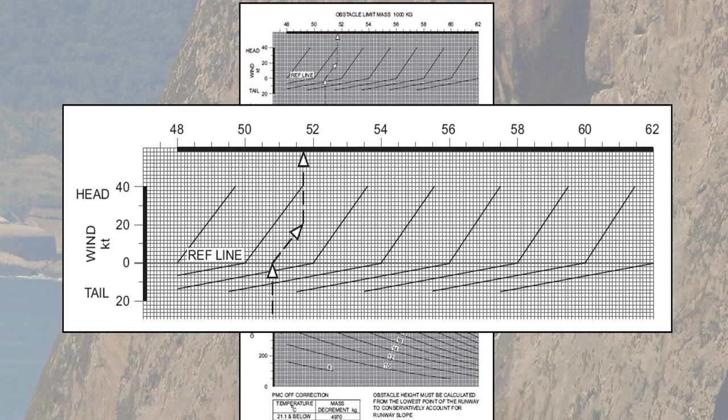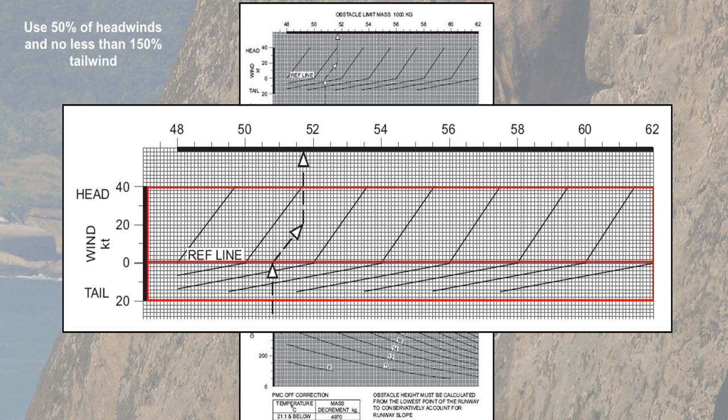In fact, remember that JAR-OPS 1 had a rule about the wind. It stated that when using the winds to work out the ground gradient, only use 50% of headwinds and no less than 150% of tailwinds. Notice the slope of the headwind and tailwind lines. This shows that the graph applies the wind rule for you. Therefore, if you enter the graph with the actual reported wind, the graph corrects it automatically so you don't have to.